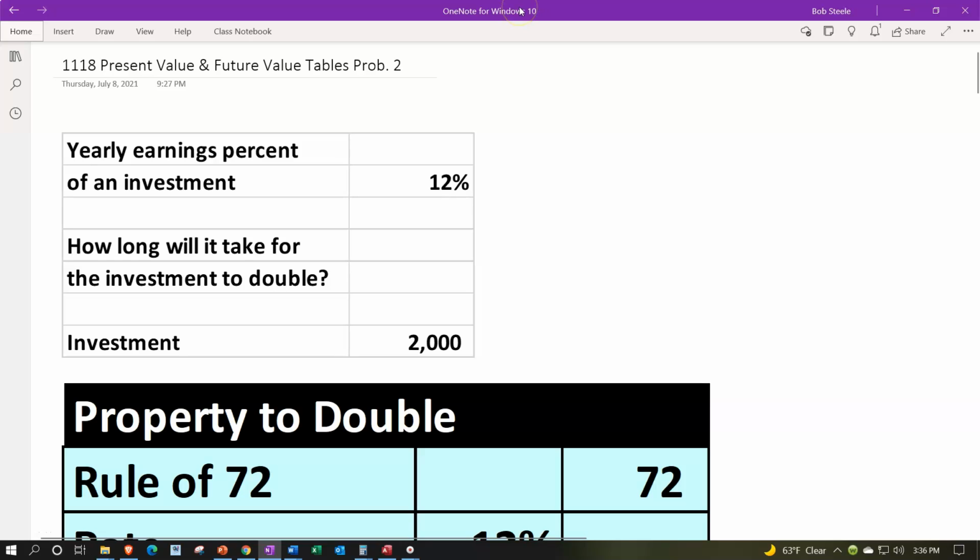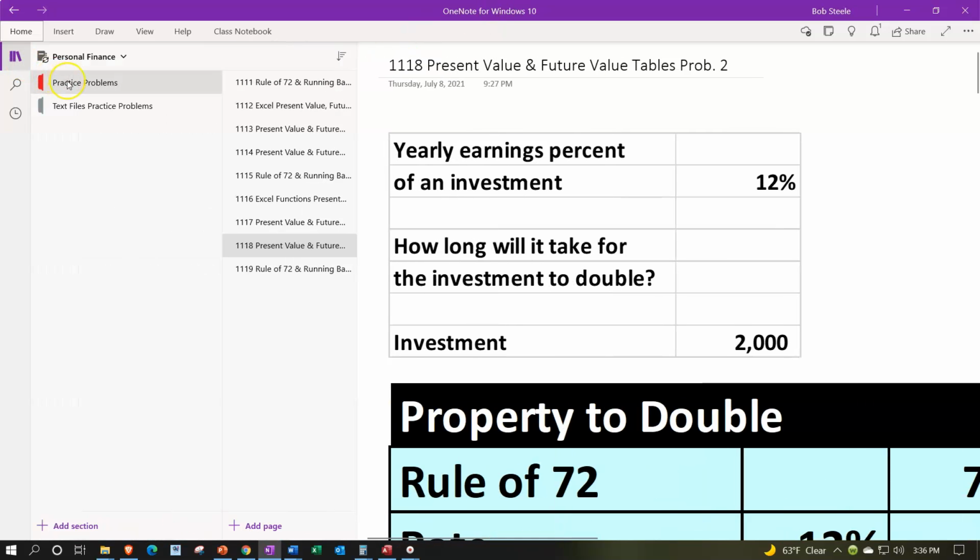Here we are in OneNote. If you have access to OneNote and would like to follow along, you're not required to, but if you would like to, we're in the icon on the left-hand side in the Practice Problems tab, down in the 1118 Present Value and Future Value Tables Prop 2 tab.